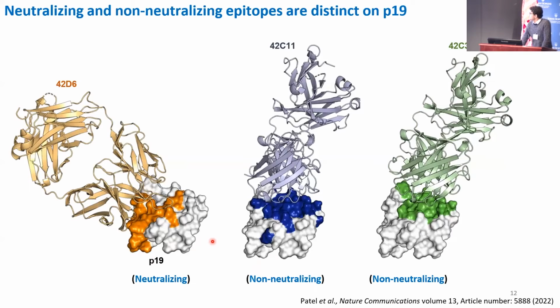From structural studies, we had pretty exciting results. This first structure represents the P19 Fab complex, where the Fab is a potent neutralizing mAb which has relatively low binding affinity. The second structure represents the P19 C11 Fab complex, where C11 is a non-neutralizing mAb with intermediate binding affinity. And the third structure represents the P19 C3 Fab complex, where C3 is the highest binding affinity and non-neutralizing mAb.